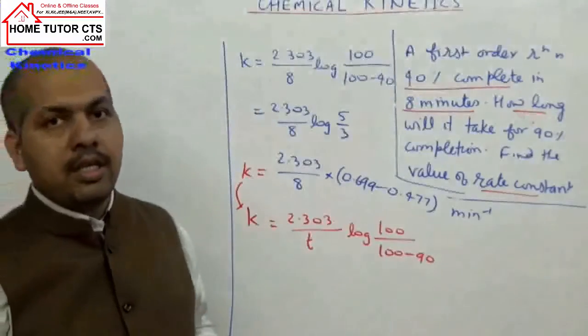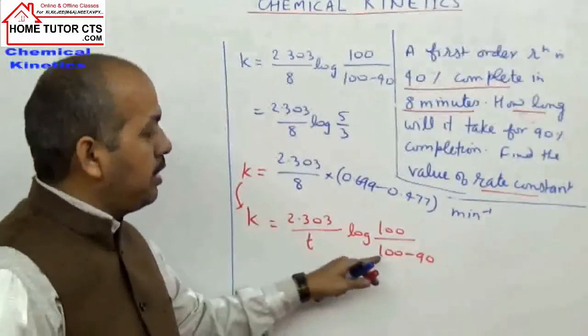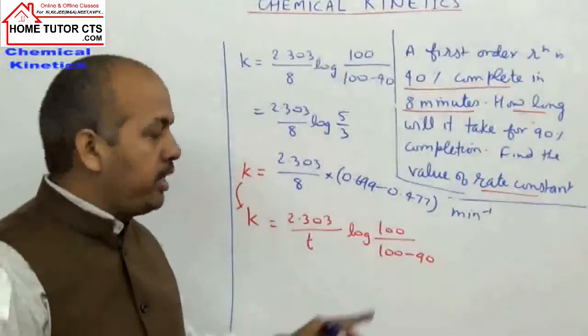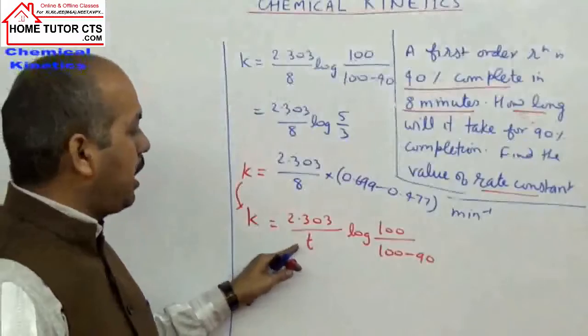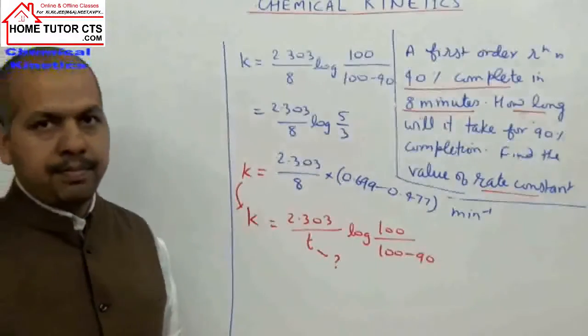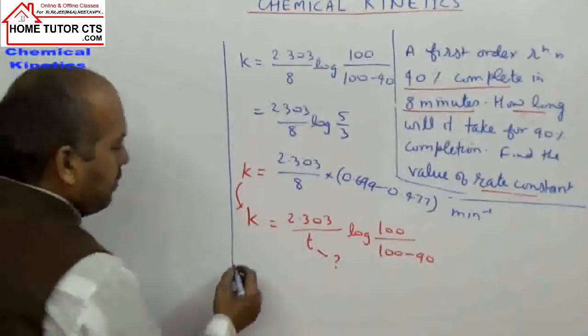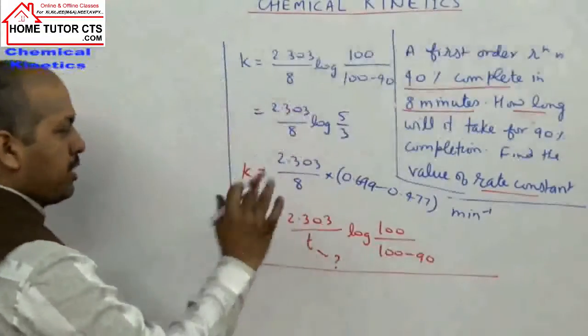90% completion means 90% of the reactant has been consumed. How much is remaining unreacted? Only 10%. So from here you have to find T, and K you already know. Okay. In the question you can take another approach as well. That is your answer in this.